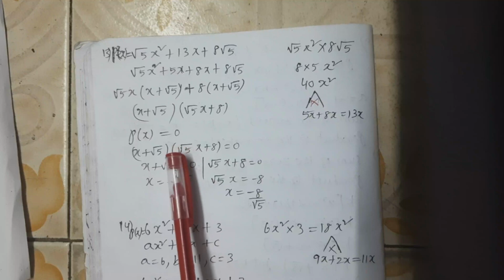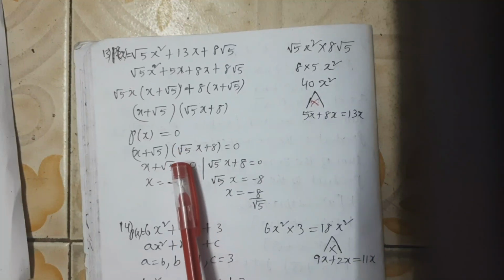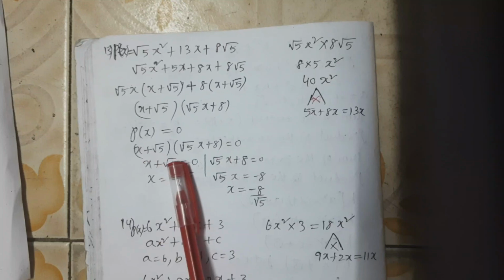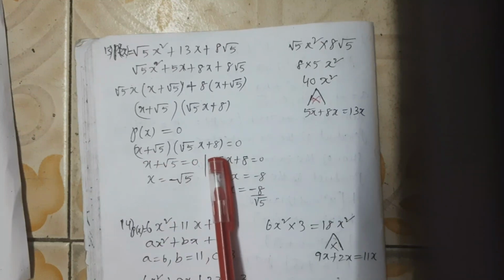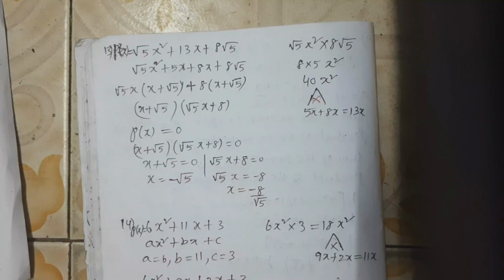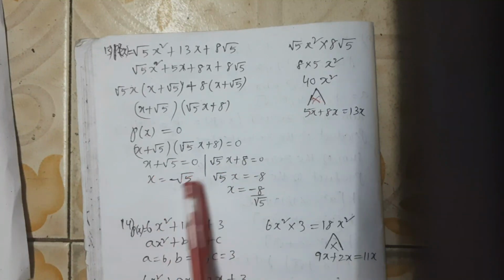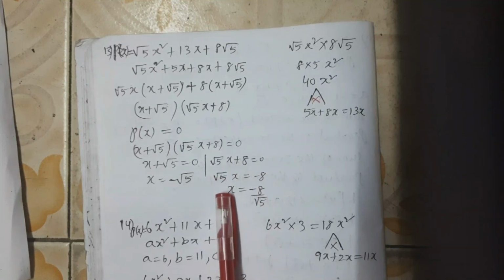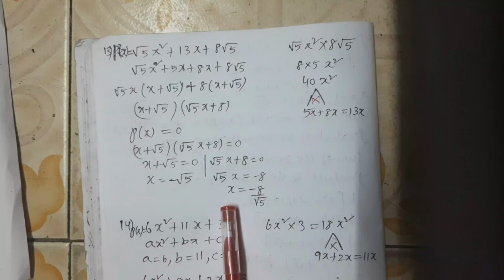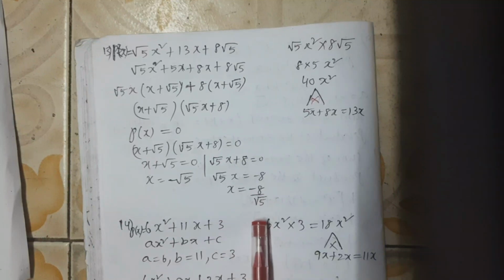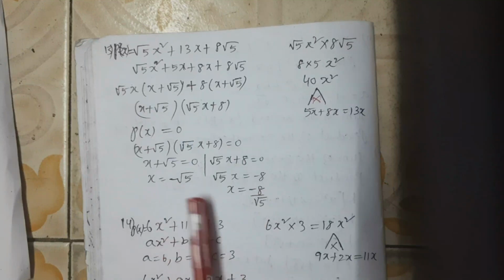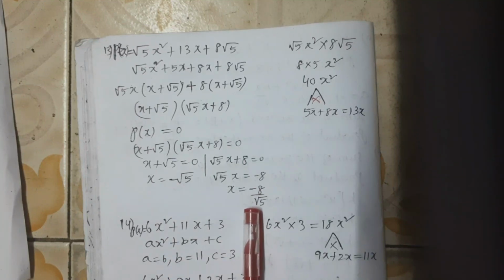So p of x is equal to 0. We asked the values in the given question. x plus root 5 into root 5x plus 8 is equal to 0. So we are comparing with 0. x plus root 5 is equal to 0, x is equal to minus root 5. Root 5x plus 8 is equal to 0, root 5x is equal to minus 8, x is equal to minus 8 by root 5. These are the two values. Find the zeros asked, no? Two zeros are given.